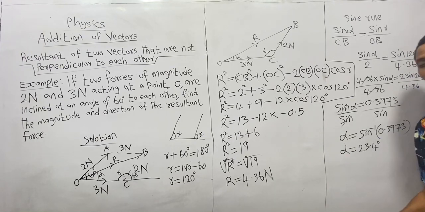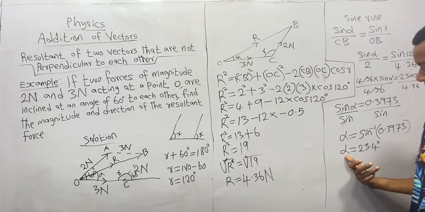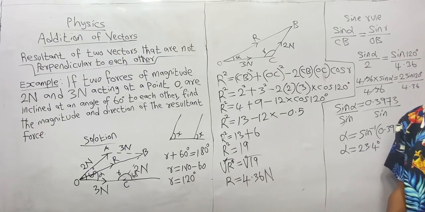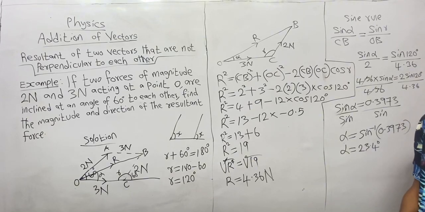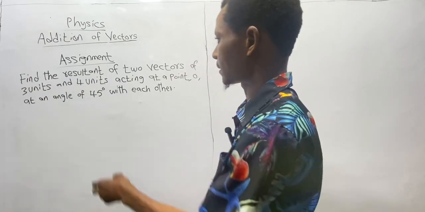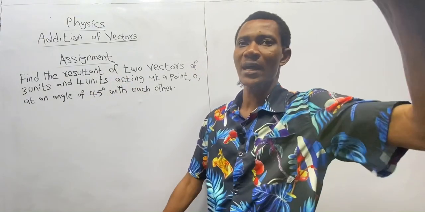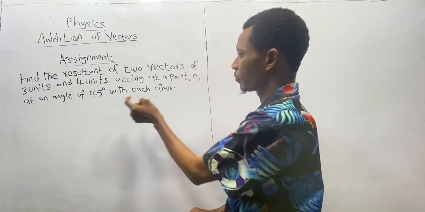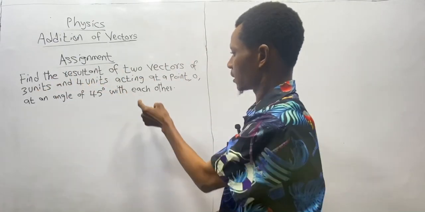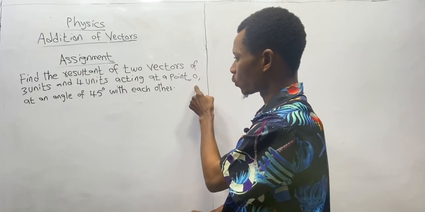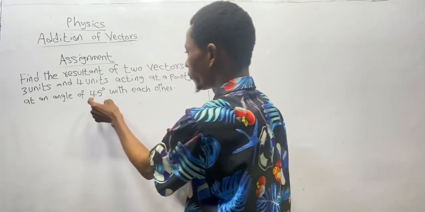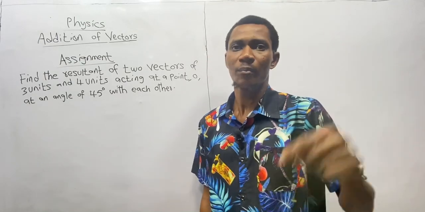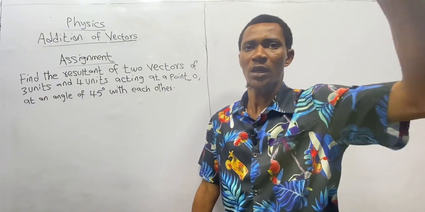So we have been able to what? To find the direction of the resultant force and the magnitude of the resultant force. Before we go, take this assignment and put your answer in the comment section. Find the resultant of two vectors of 3 units and 4 units acting at a point O at an angle of 45 degrees with each other. As I said earlier, put your answer in the comment section.